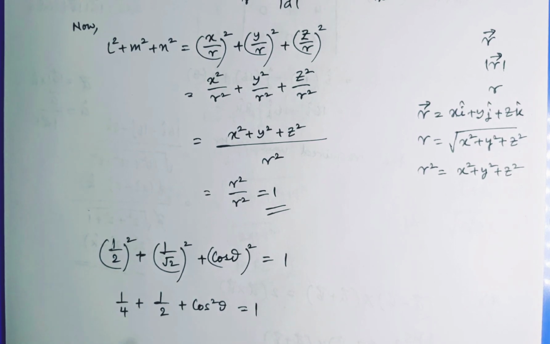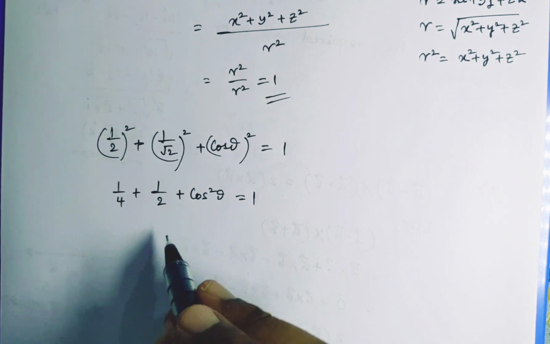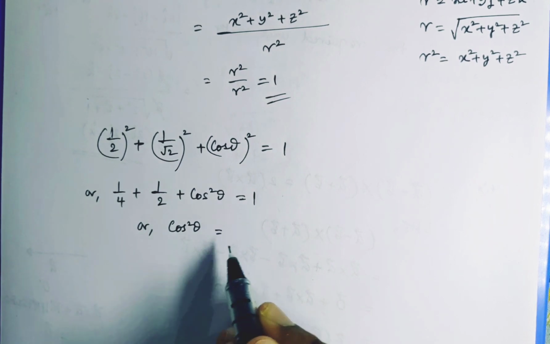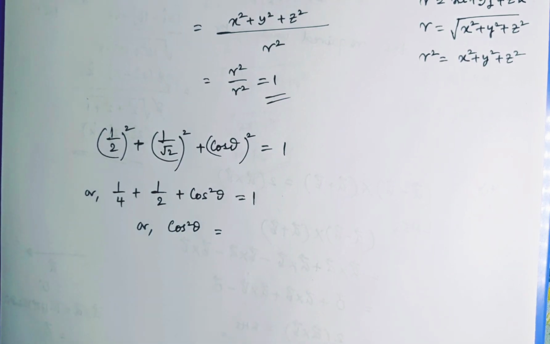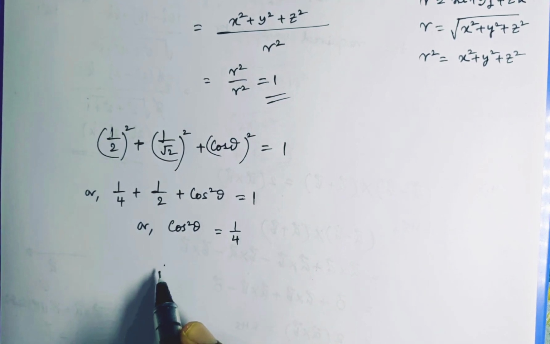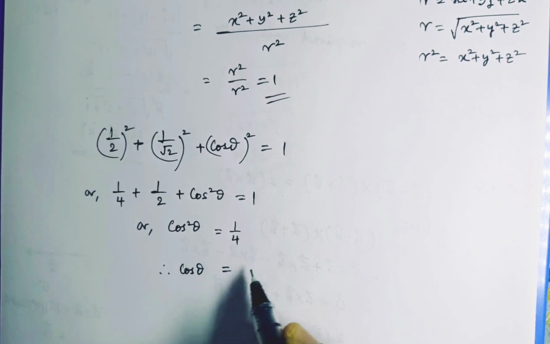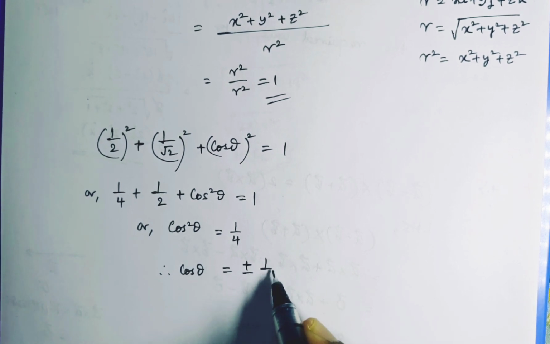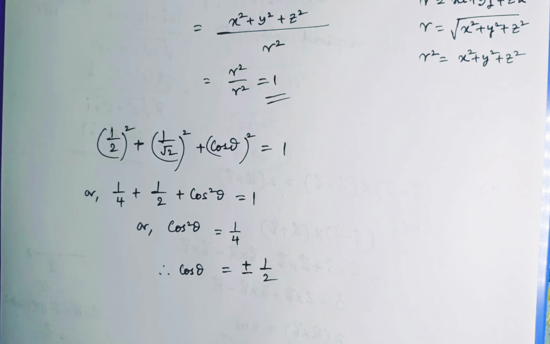So let us take everything to that side. Cos square theta is equal to 1 minus half, which gives half, and half minus 1 by 4 is 1 by 4. Clear? So therefore cos theta is equal to plus minus square root of 1 by 4, which is 1 by 2, right? Now it can be plus half or minus half. In the question it says acute angle, so it cannot be minus half. It has to be plus half.